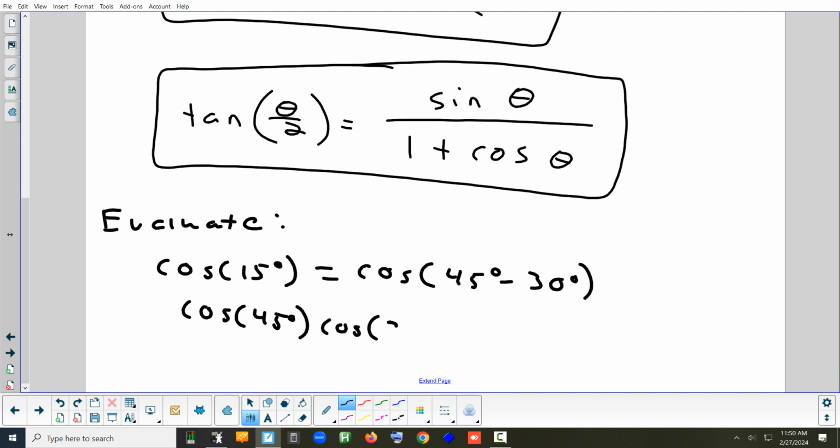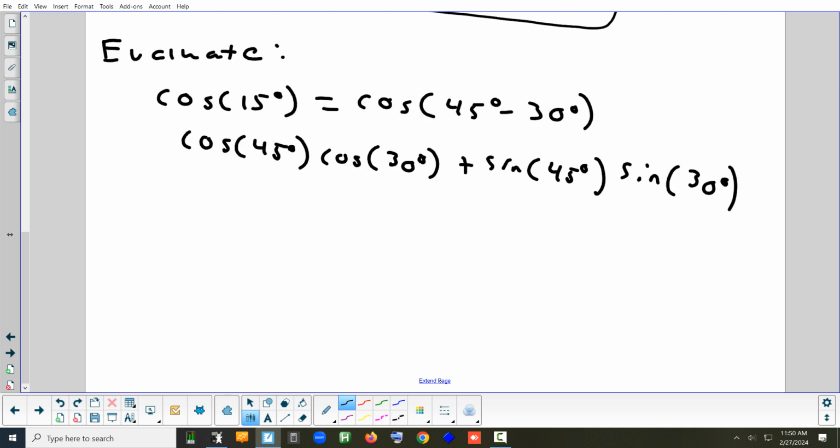Okay, let's go through all of them real quick. Cosine 45: let's do 2 over 2. Cosine of 30, you're looking at the long side in a 30/60: 3 over 2. Sine 45. Good. And sine 30, 1/2. Put it all together, and what do you get? Square root of 6 plus square root of 4.